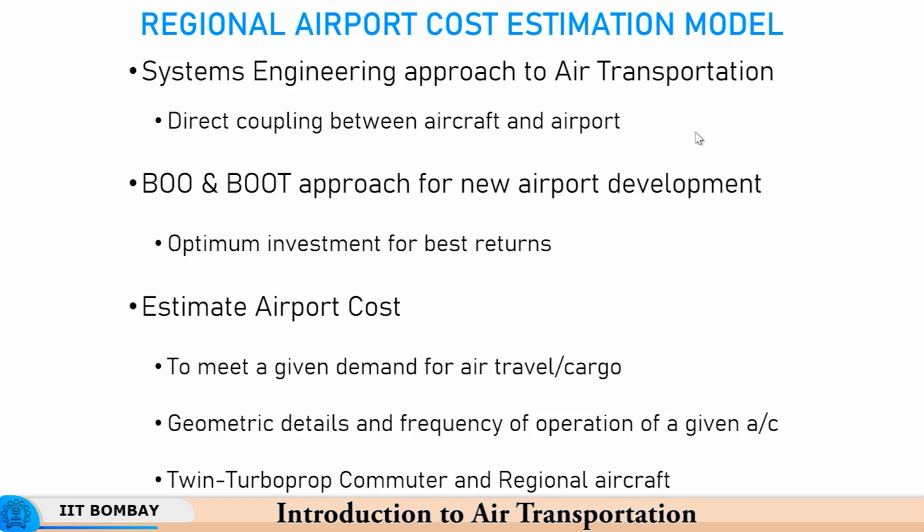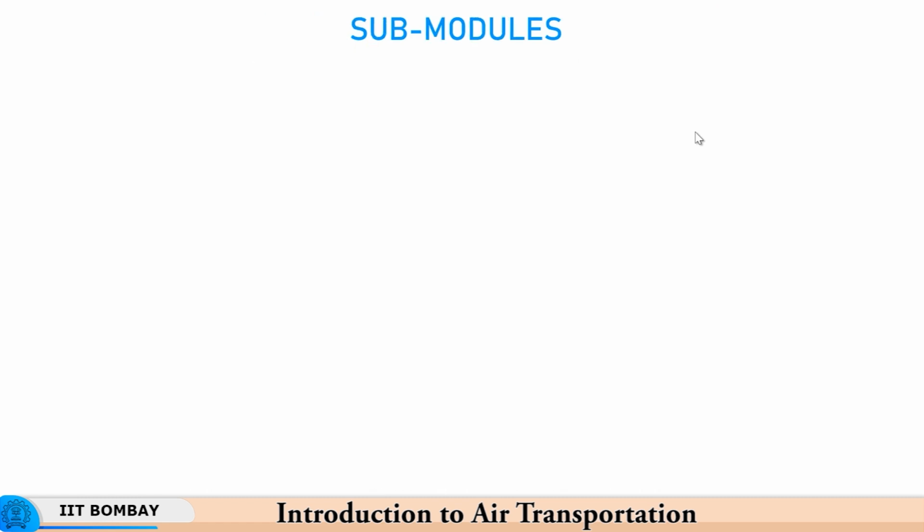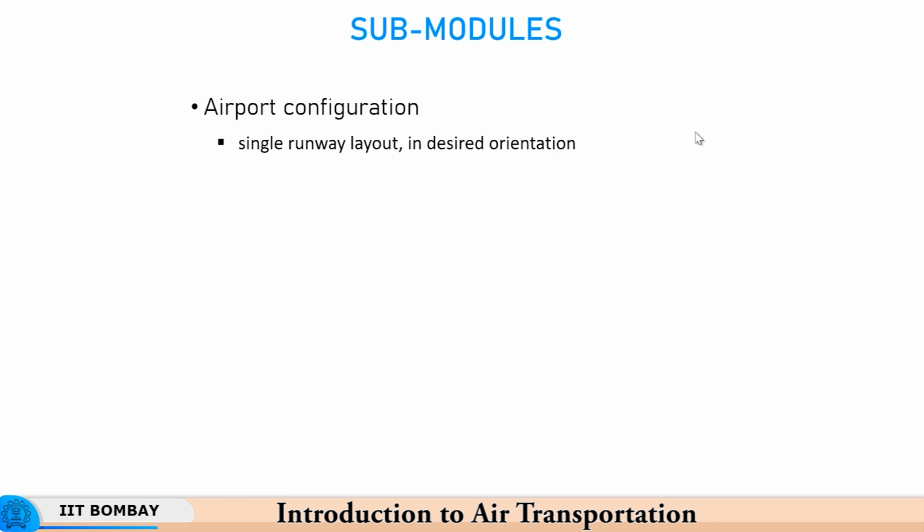This module has some sub modules. The first sub module is the airport configuration module, which using the regulations works out the layout of the airport with a single runway and the orientation that it should be made. Then it does the airport layout, it does the geometrical design of the airfield, location of taxiways, location of runways, aprons.